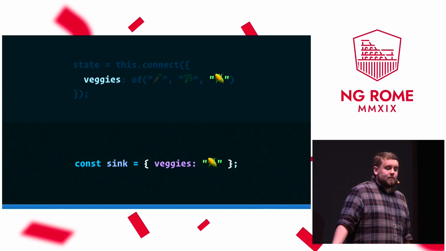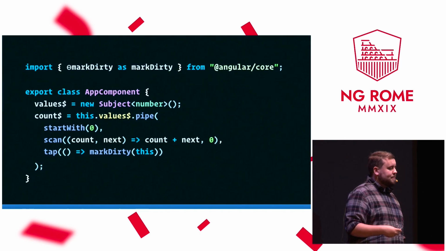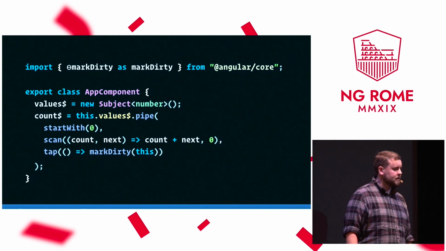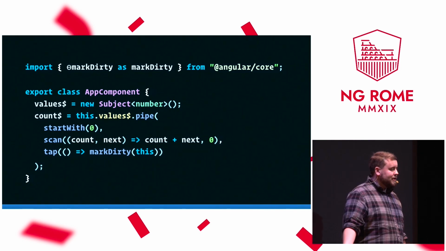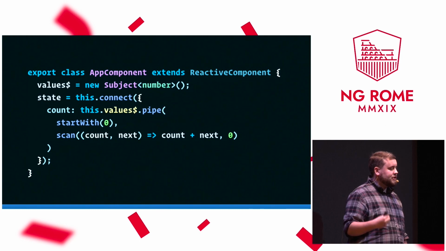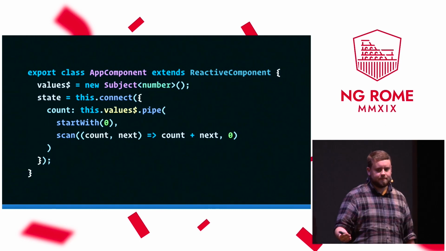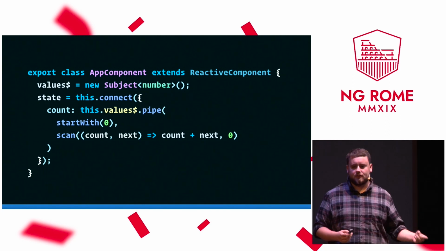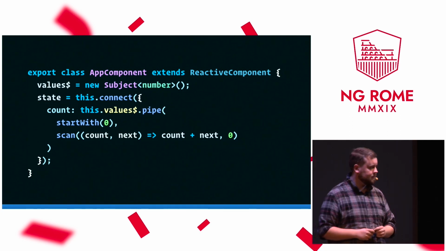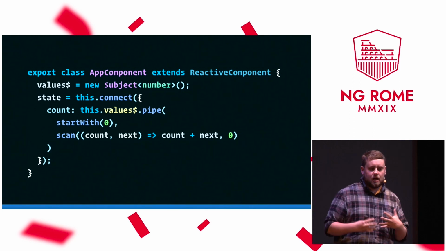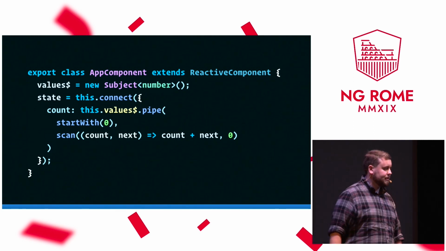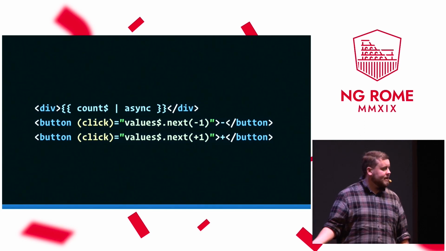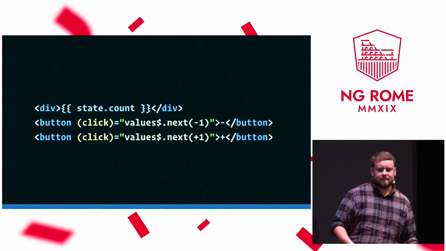So now that we've got this implementation, we can go back to our app component and refactor it to use our new higher order component. So we're going to get rid of that import. We no longer need markDirty. Instead, we're just going to extend ReactiveComponent directly. Then we're going to call connect, and we're going to pass our original count observable to the connect method. This gives us back a state object that we can use directly in our template. So now I'm going to go into my template, remove the async pipe, and use that state object directly.